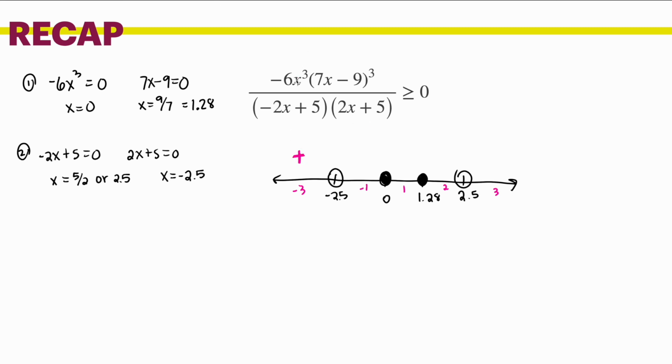Now I'm plugging -1. -1 cubed is still -1 times a -6 turns positive. -7 minus 9, that's negative. -1 times -2 is a +2 plus 7. -1 times 2 is a -2, but plus 5 still gives me positive. All right, one negative. Next, plug in a +1. +1 times -6 is negative. 7 minus 9 is a negative. -2 times 1 is -2 plus 5 is a +3, and that's a positive. All right, I have two negatives. They cancel each other out.